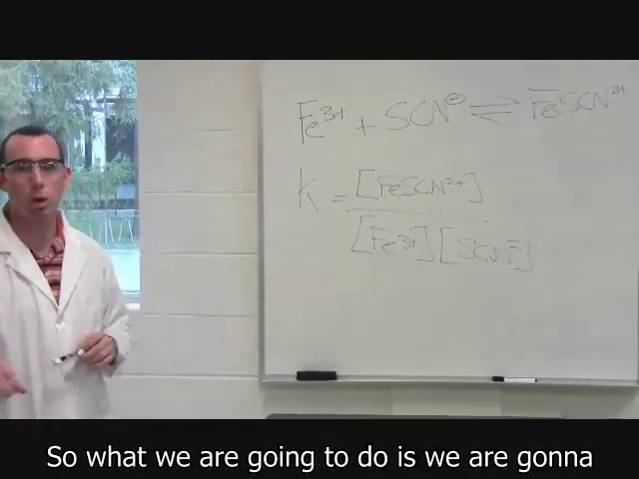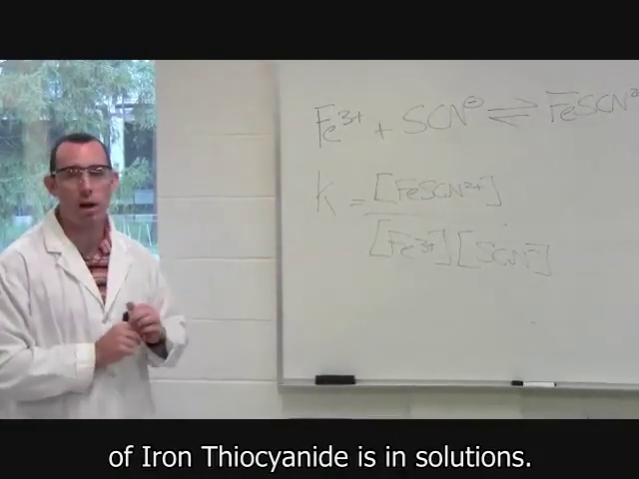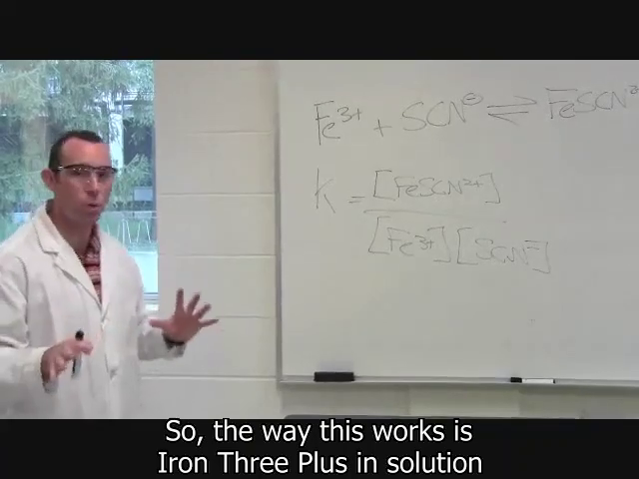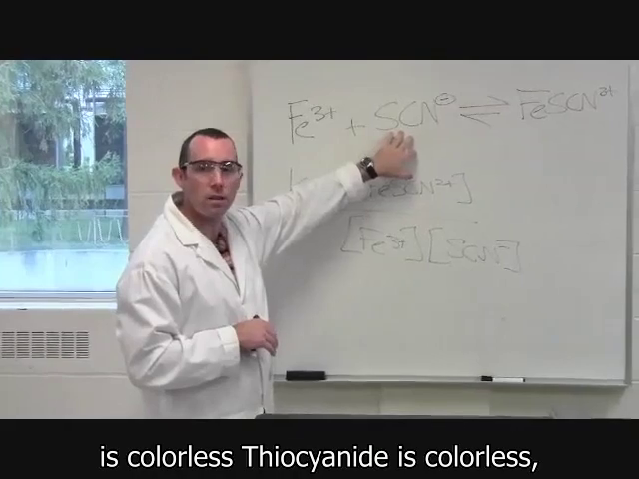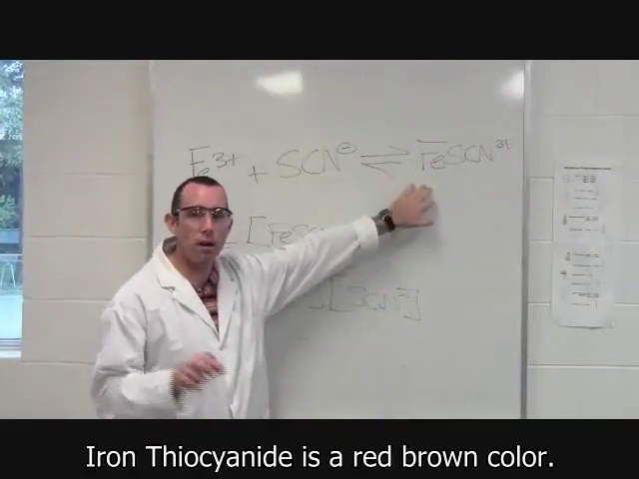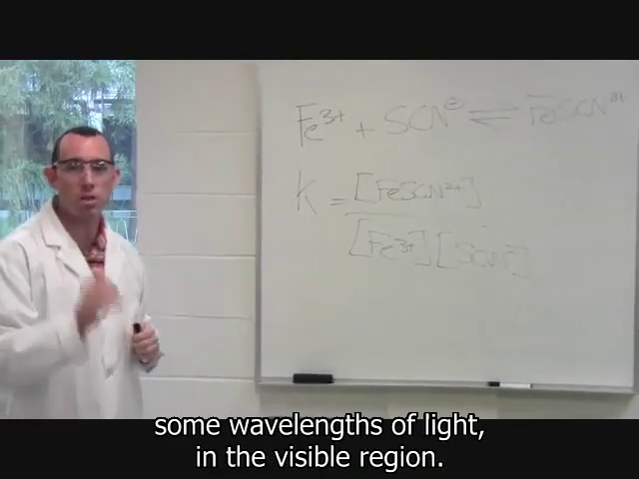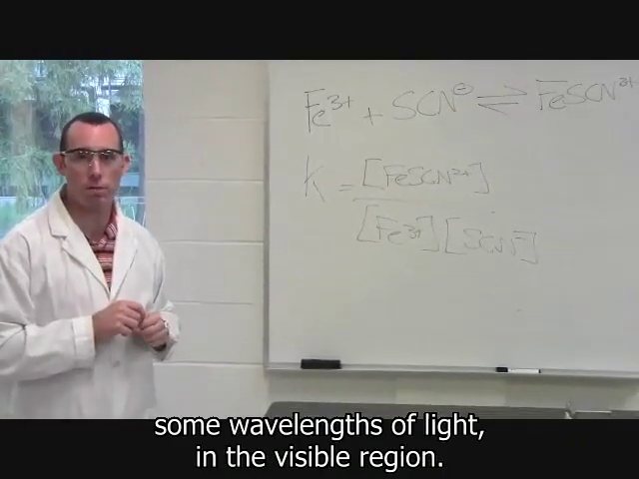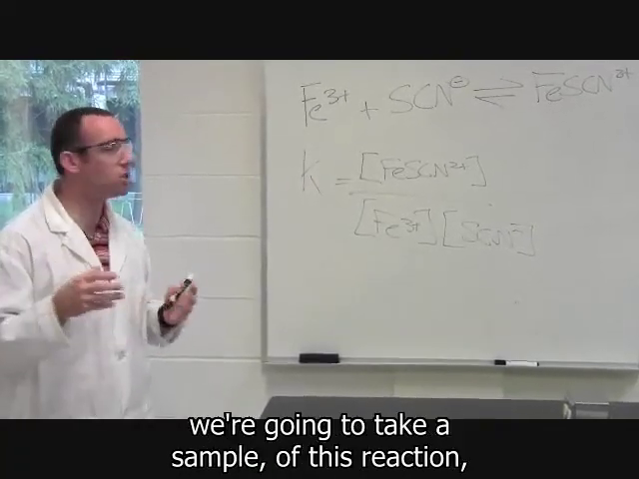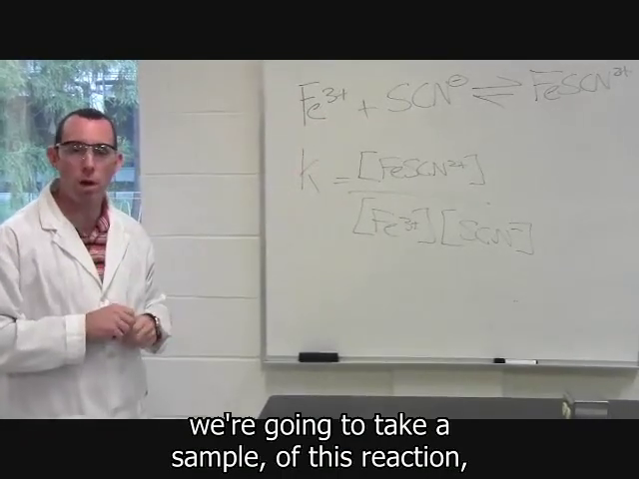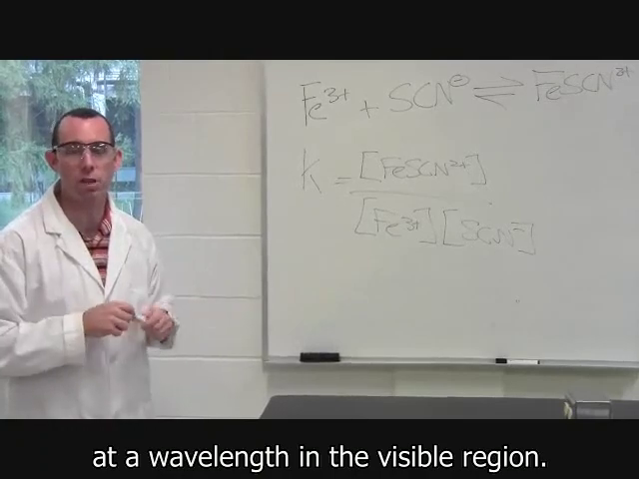So what we're going to do is use spectrometry to figure out what the concentration of iron thiocyanate is in solution. The way this works is iron 3 plus in solution is colorless, thiocyanate is colorless, iron thiocyanate is a red-brown color. So that means iron thiocyanate is absorbing some wavelengths of light in the visible region. So we're going to use a spectrometer. We're going to take a sample of this reaction, put some light in, and measure how much light comes out at a wavelength that's in the visible region.